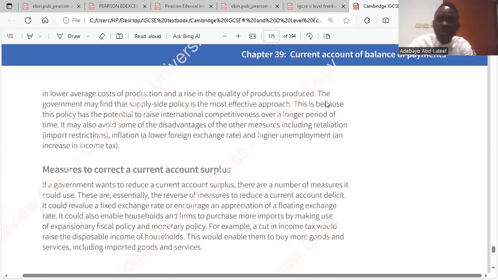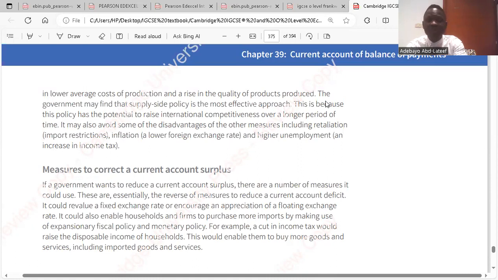For you to increase output, output will increase if domestic firms are given the opportunity to do that. Yes. Government could give subsidy too. Government could subsidize to reduce the cost of production. So that's all about it. Do you get it? Yes.